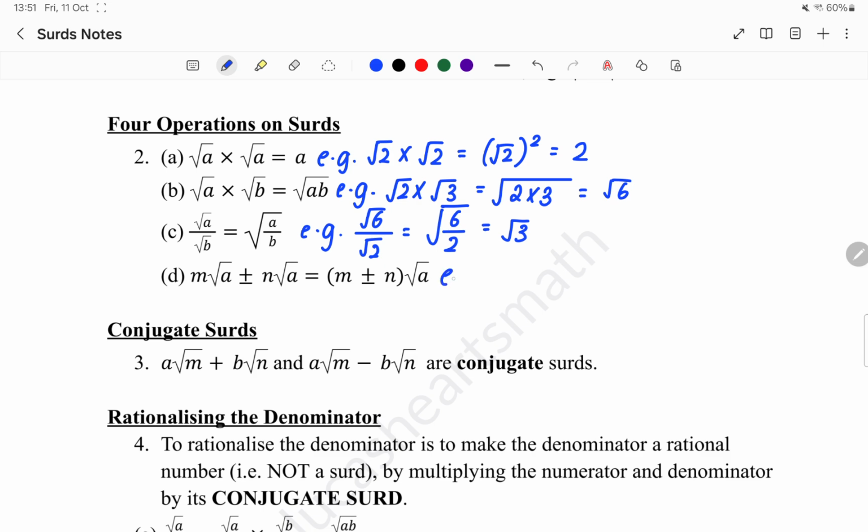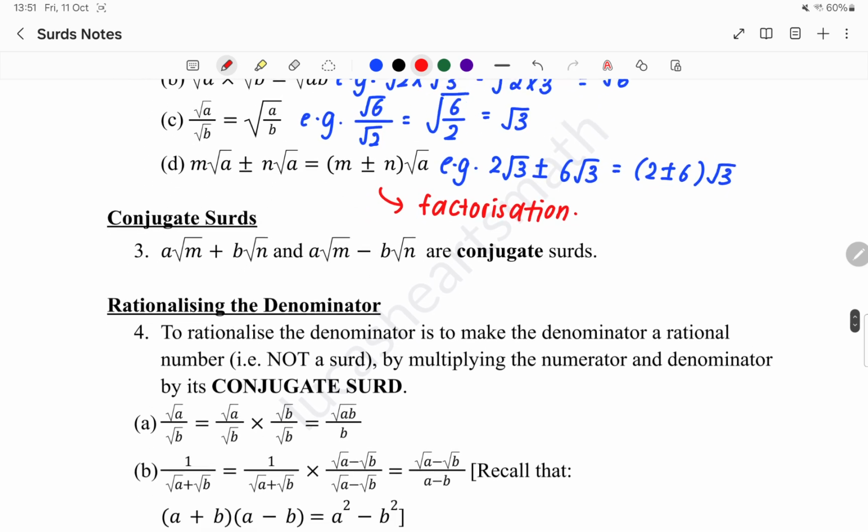Part D looks complicated, but is essentially just factorization. m, n, and a are all numbers. So let's say I have 2 root 3 plus or minus 6 root 3. What you do is you just group the numbers together and then put the square root outside. So it's essentially just factorization. You factorize out the root 3. So it's nothing too complicated.